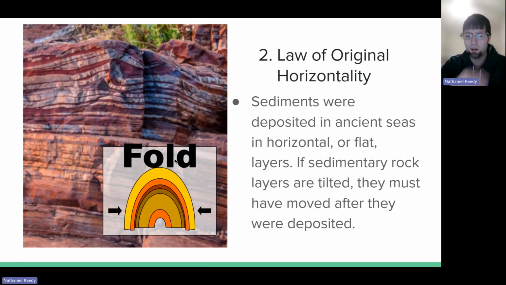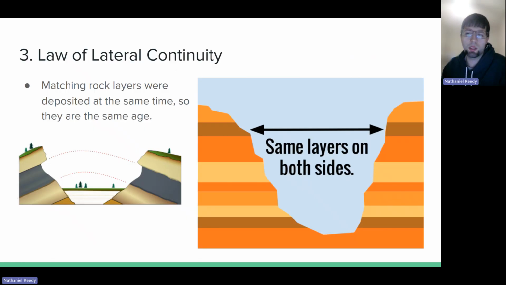And that was the layer of original horizontality. So when rock layers are first laid down, they're laid down in flat or horizontal layers. Then we have the law of lateral continuity. This is one of my favorites. This says that matching rock layers were deposited at the same time, so they are the same age.